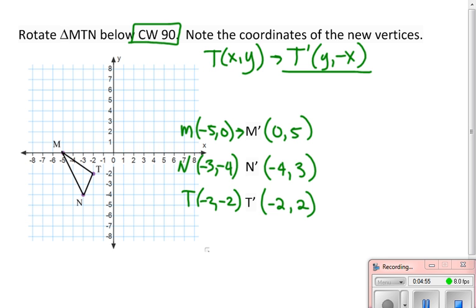So when I go to graph this, I'm at (0, 5), (-4, 3), and (-2, 2). And if I just quick check from T back to T prime, that is a 90-degree clockwise rotation, and that would hold for all of the other points.